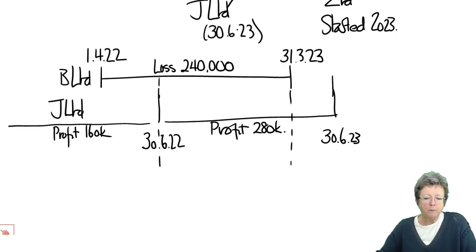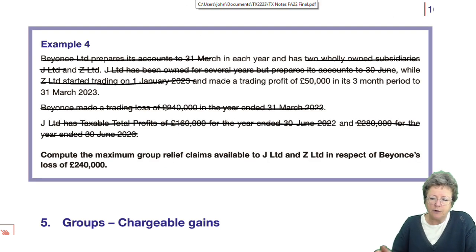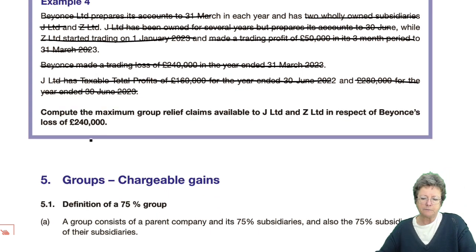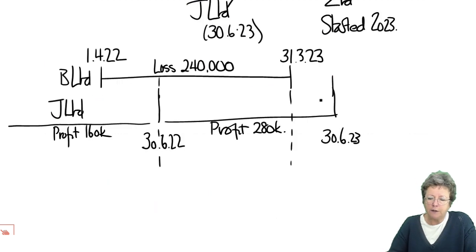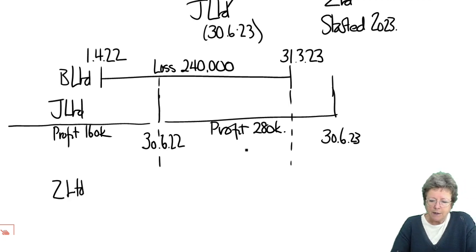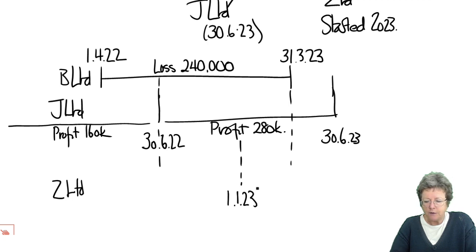Now we have one more bit of information that we need to draw out. Z Limited, profit of 50,000 in that 3 months to March. Let's add that one in, and all the information is now in our drawing. So in that period here we've got Z Limited, and in the period from the 1st of the 1st 23 to there, it made a profit of £50,000.